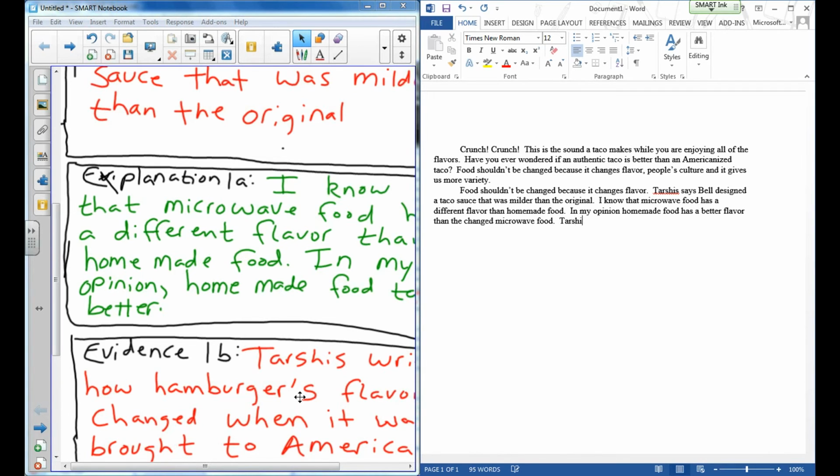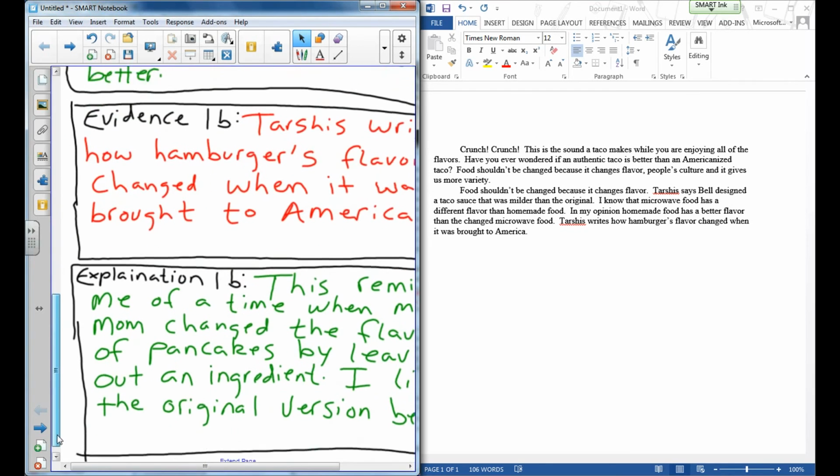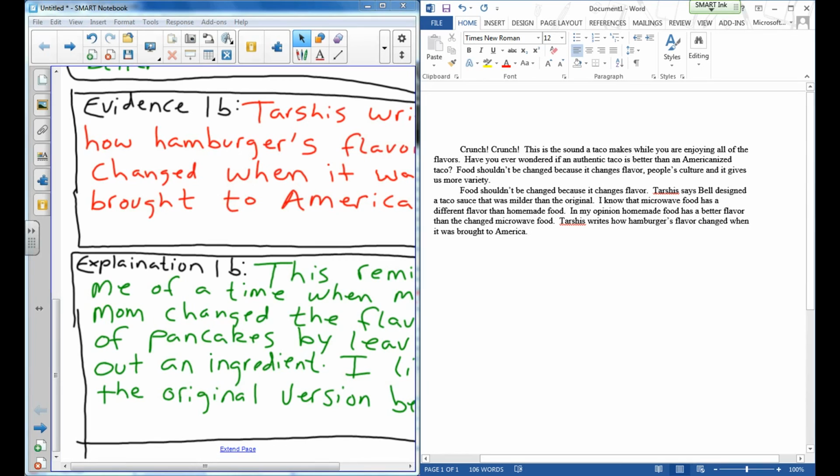It says Tarshish writes how hamburger's flavor changed when it was brought to America. Next thing I'm going to do is go down to explanation 1B. This reminds me of a time when my mom changed the flavor of pancakes by forgetting to add an ingredient. I liked the original flavor of the pancakes better than the changed version.